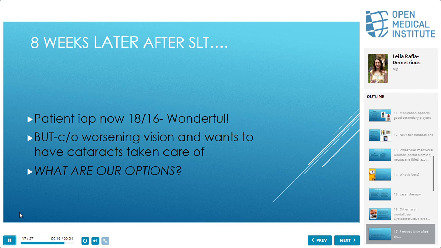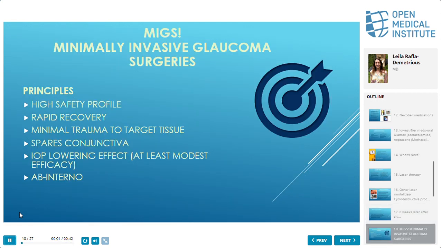I'm going to offer her MIGS, or minimally invasive glaucoma surgeries. So MIGS are relatively new on the market in the past few years. They're really useful. They have a very high safety profile, and with a rapid recovery, doesn't really contribute anything to their recovery period, but can contribute to better pressure control with minimal trauma to the target tissues. And we spare the conjunctiva with these types of surgeries, so it doesn't preclude further surgeries down the line. Again, the intraocular pressure lowering effect is modest, but in combination with cataract surgery, it is better than just doing cataract surgery alone.